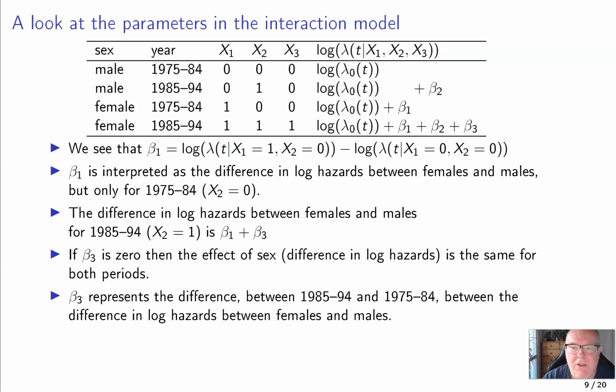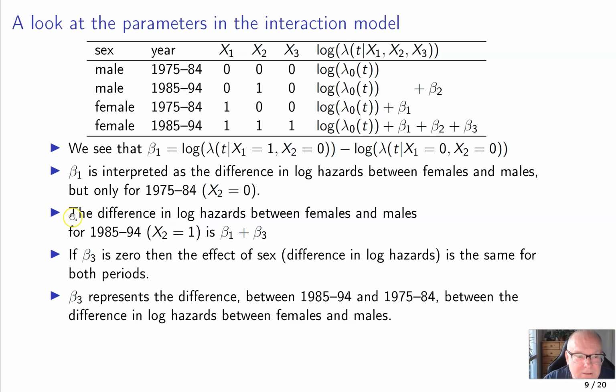Now, what if we want the effect of sex for the other level of period? Well, we want to take the expression in the 4th row here, the effect of sex in the later period, and then we want to subtract the effect for males in the later period. So we take the 2 rows in the later period, and we take females minus males. So this term minus this term, what do we get? We get beta 1 plus beta 3.